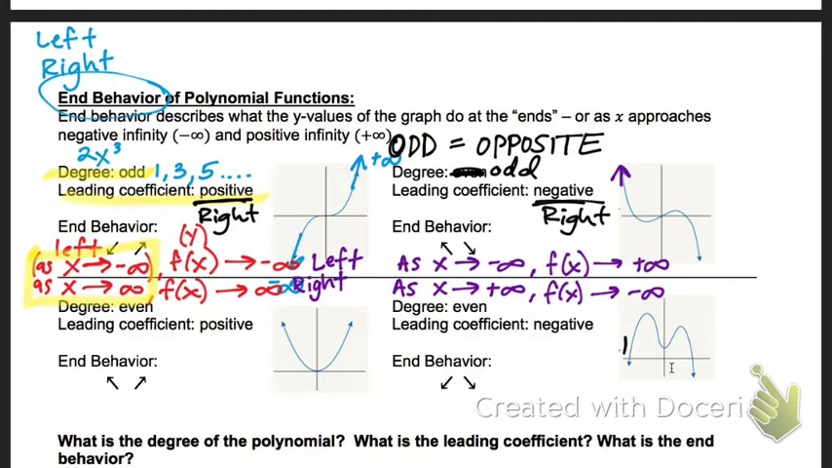Now, when you have even exponents like x squared, x to the fourth, x to the sixth, 2, 4, 6, 8, then they're going to be going in the same direction. So even is same. They're either going to be pointing up, touchdown, or they're going to be pointing down. And it's easy to know whether they're pointing up or down based on your leading coefficient. Positive means up, negative means down. But they're going in the same direction.